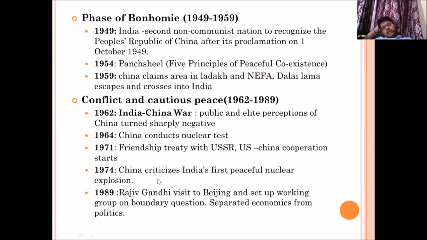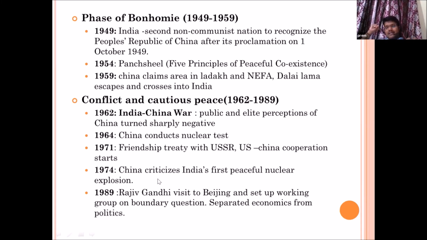So that is how 1959 began, and then started the phase of conflict and cautious peace from 1962 to 1989. This is very important. When we say conflict, you all know that is going to war or having a dispute, and then cautious peace. After having this dispute, we are not having friendly relations, but we are having peace with a certain suspicion or caution. That is why this phase is called conflict and cautious peace. It runs from 1962 to 1989.